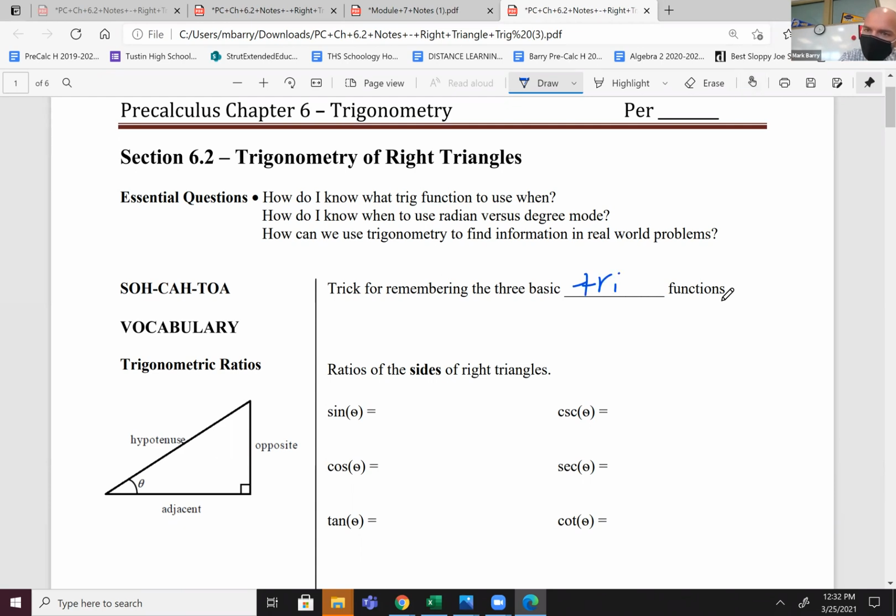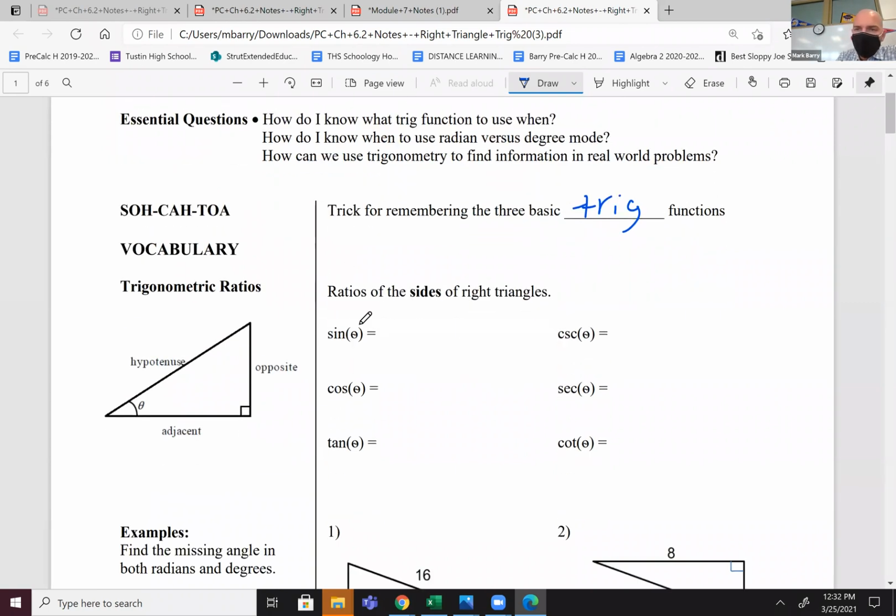You could write trigonometric there, but trig is a popular abbreviation for that. These are the three basic trig functions. There's actually six total, but the three basic ones are sine, cosine, and tangent. Even though those are the most basic ones, they're also, I would say, the most important and most useful ones as well.